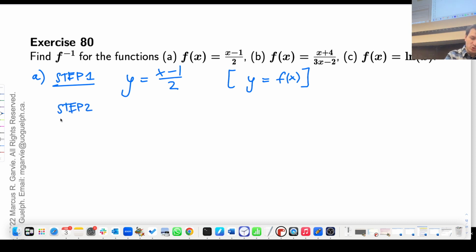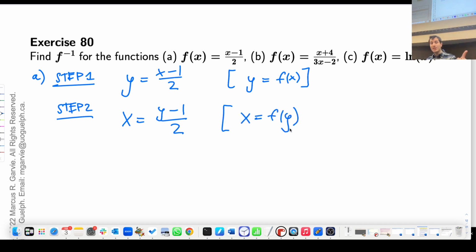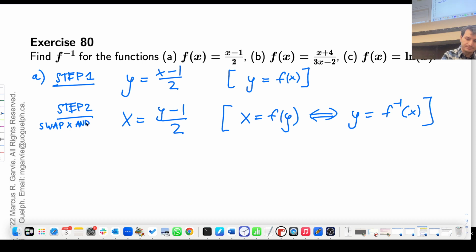Step 2 is we swap the x's and the y's. So we have x equals y minus 1 divided by 2. And again, don't confuse yourself. What we've done by swapping it, now it's the equation x equals f of y, and the equation x equals f of y is exactly the same as the equation y equals f inverse of x. So that was why we swapped it. We wanted the x to go inside the f inverse, and that was why we did step 2 of swapping x and y.